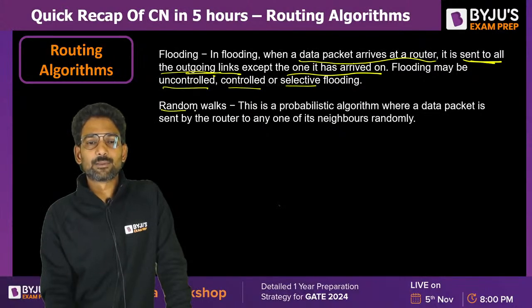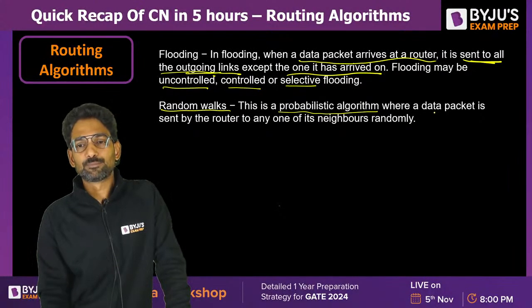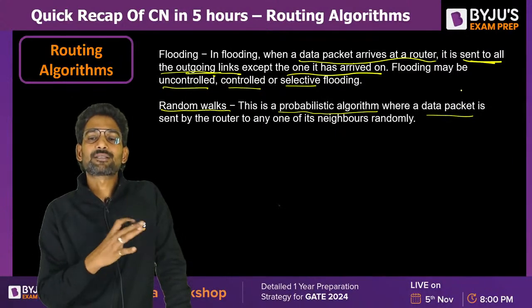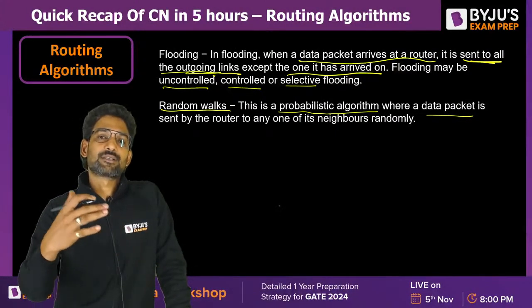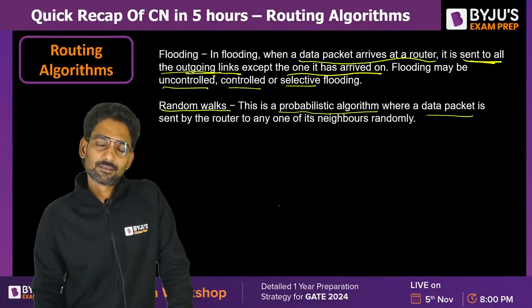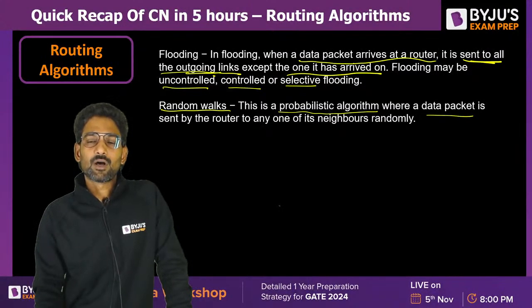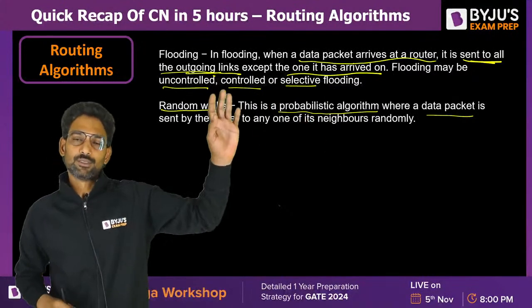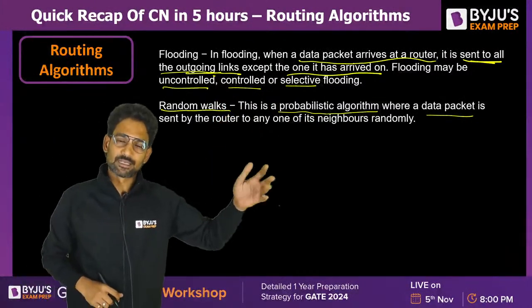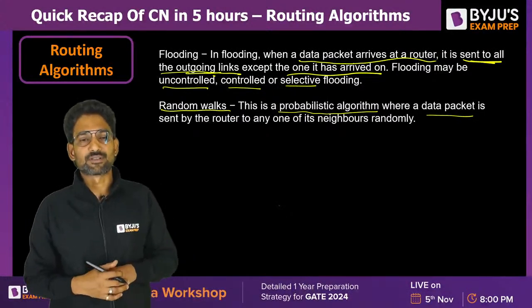Then what is random walk? It is basically a probabilistic algorithm where, based on the past history of packets, we may select the route. Okay, or randomly to one of the nodes which it is connected to, you may send the packet. So random walk happens in that way.